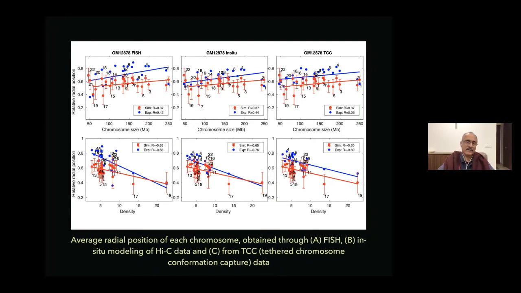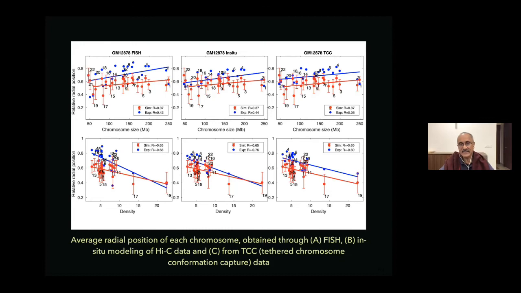You can look at it across different experiments done on the same GM12878 cell type, FISH, in situ, TCC, etc., and look at the correlation between the positioning according to chromosome size in the top row and gene density in the bottom row. And you can see that overall, it looks as though the fits are somewhat better for gene density.